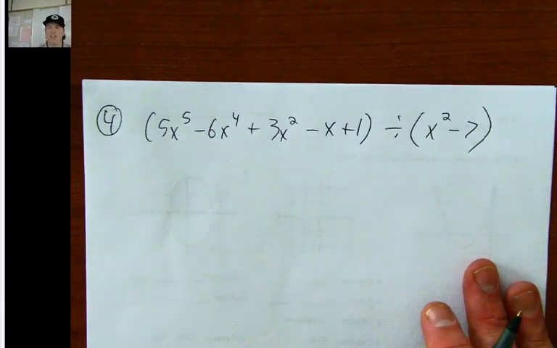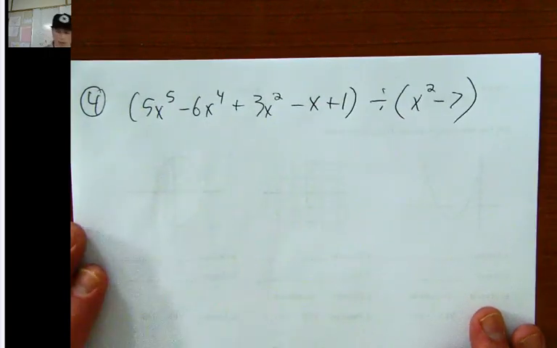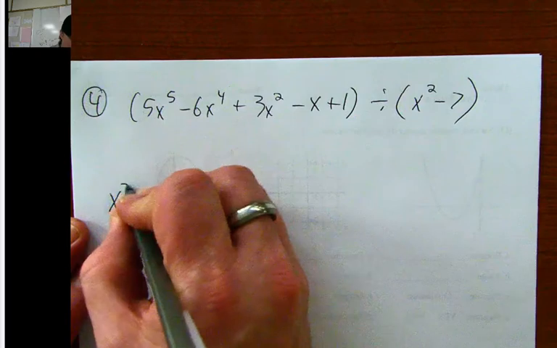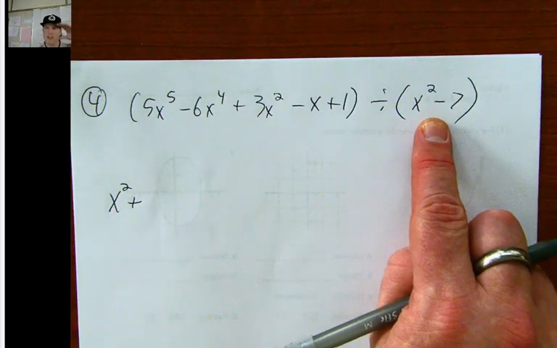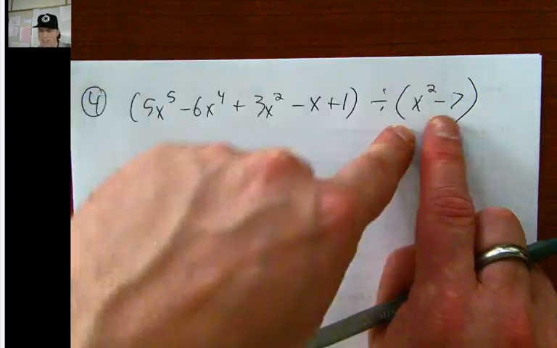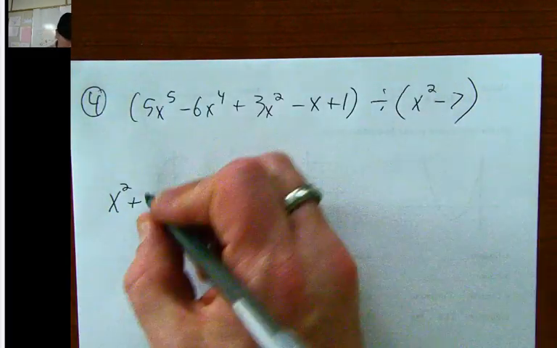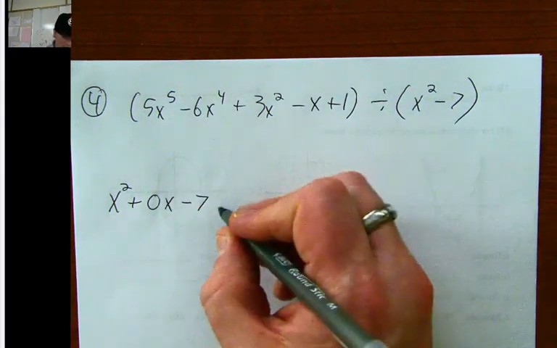If you can do this long division problem, you're going to be able to do any long division problem that I throw at you. Outside the house, x squared, just like the inside of the division house, all of the x exponents need to be represented. This one's missing the x term, so it's x squared plus 0x minus 7.